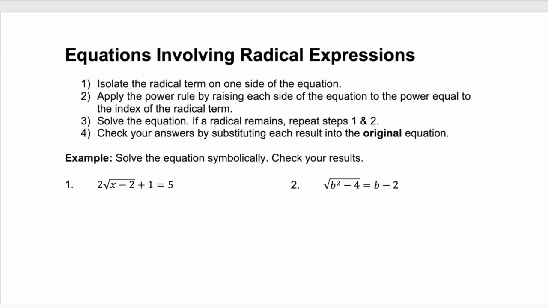Since we have an equation, which means we have an equal sign, we're going to be solving these for whatever variable is included in those radicals. So let's look at the 4 steps we need to follow.